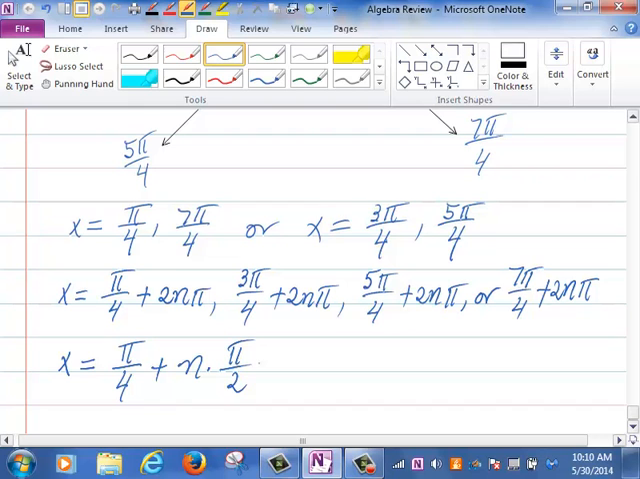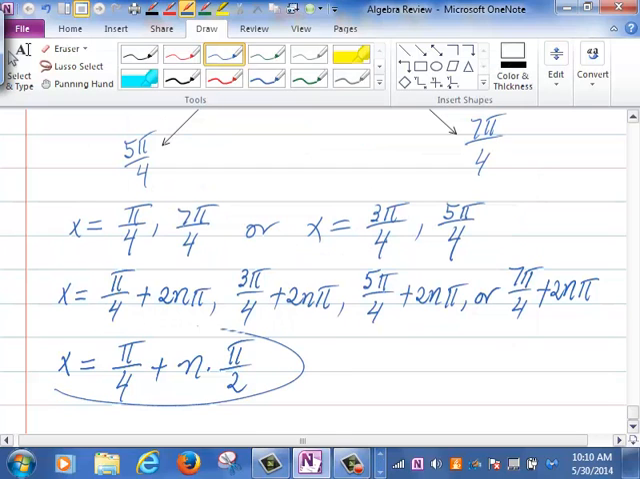So the point is, you can write just one answer instead of writing all of it. These are equivalent, so you don't have to worry about that. This was not an additional solution, it's just another form of the general solution.